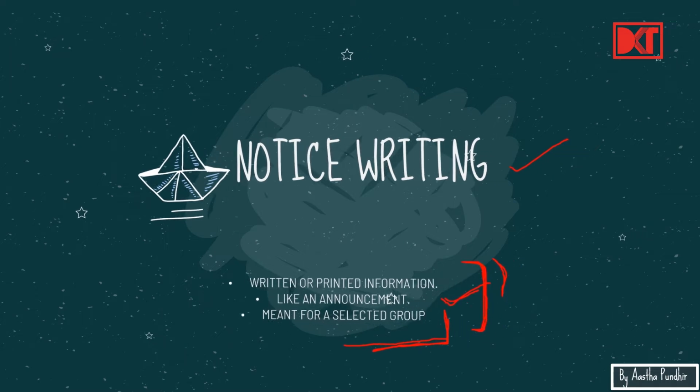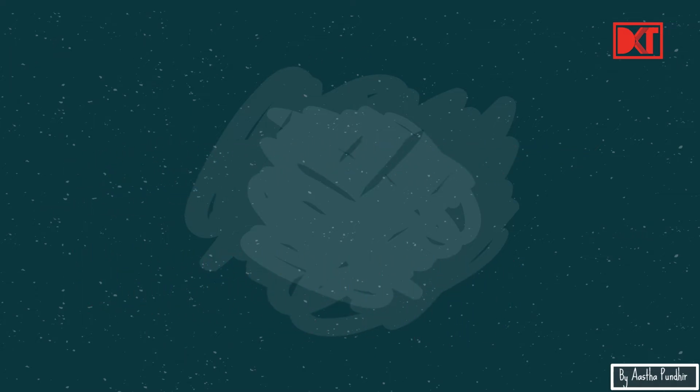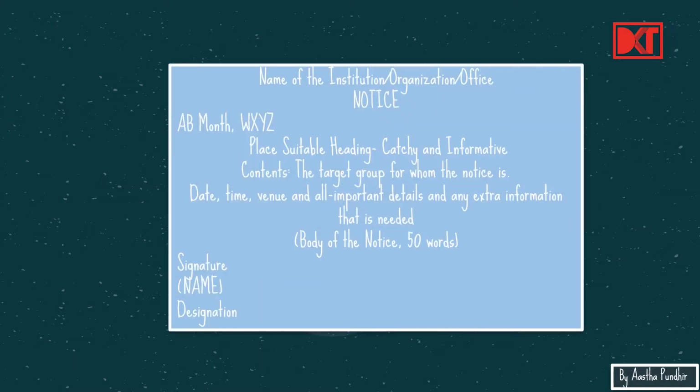Let's see. Now how a notice is written, how it is formed. There's a basic format. This is the format of a notice. First, we give the name of the institution, organization, or the office. For example, if your school is giving the notice, then whatever your school's name is will be written here. Then just write the word notice. Then we put on the date over here, in the format date, month and year.